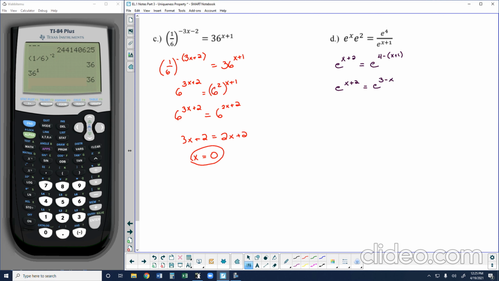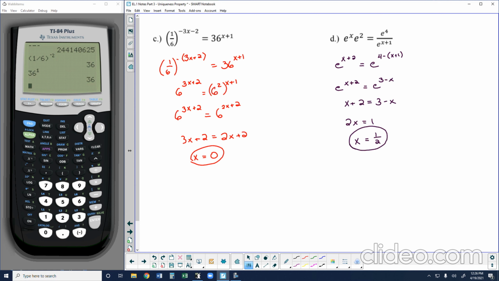Now I can simplify this expression again because I have two bases that are the same. So their exponents must be the same. So x plus 2 is equal to 3 minus x. Now I can solve this by adding x to both sides, subtracting 2 from both sides, and then dividing by 2. So I would get 1/2.